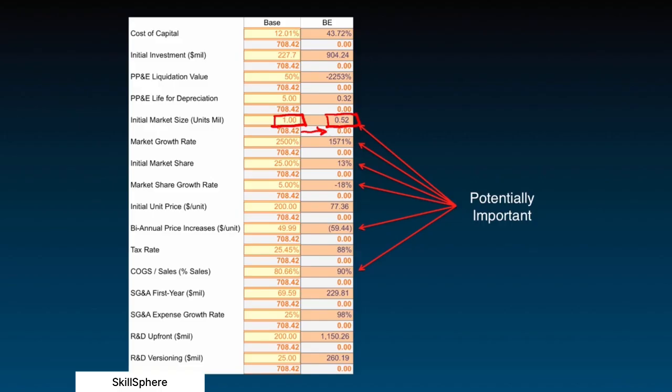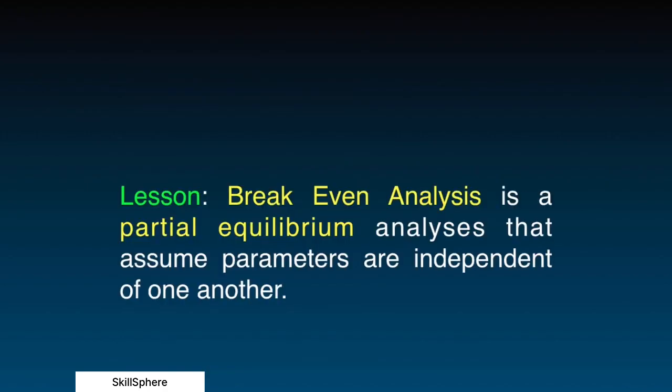This break-even analysis, I think, is a useful tool for gauging how much room we have one dimension at a time before the project becomes value destructive. I want to emphasize that this is a partial equilibrium analysis. It assumes the parameters are independent. I'm changing one parameter at a time, and in some cases that's an unreasonable assumption.